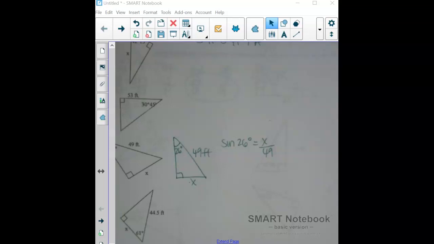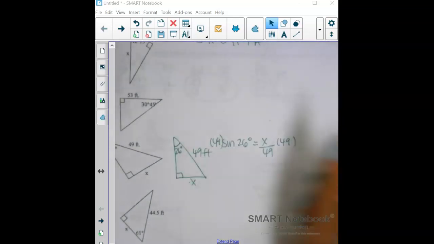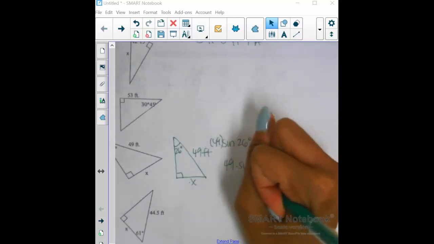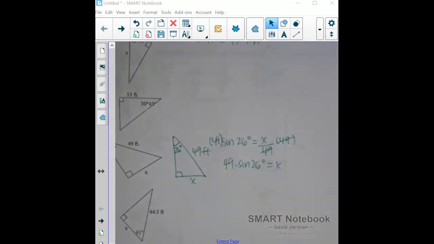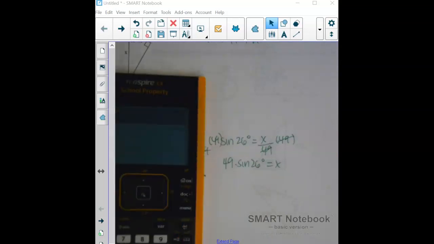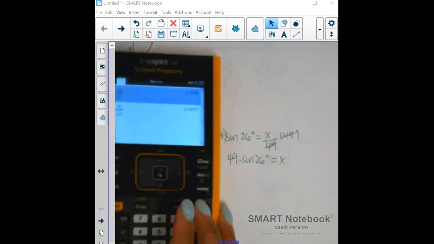If I was going to solve for x for this, Hussein, how would I get rid of the 49? You can multiply both sides by 49. So I'll get 49 times the sine of 26 degrees is going to equal x. And your calculator, if you just typed this in and you wrote your answer, you're wrong. What do you have to do? How do you put it in degree? All right.